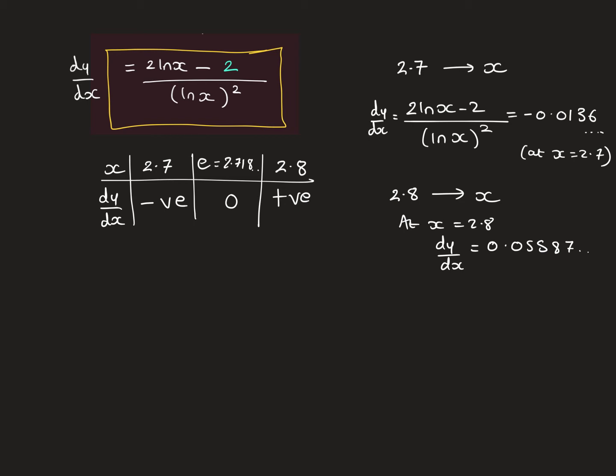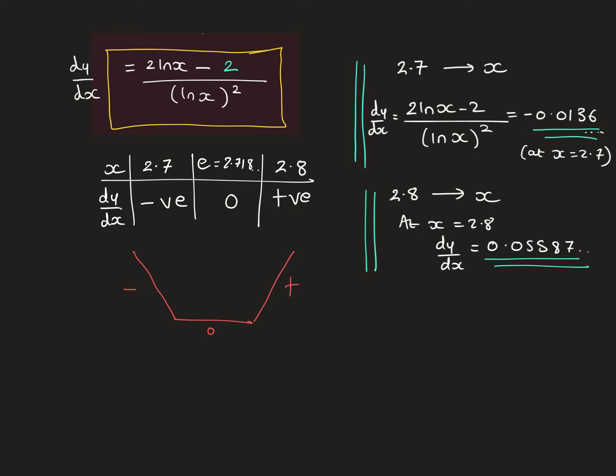So we've evaluated the gradient at x equals 2.7 and at x equals 2.8. Notice I have actually written down the values of dy by dx that we have found, because the question required that we show detailed reasoning. So this then tells me that the pattern for the gradient is that it starts off negative, it's then 0 at x equals e, and it's then positive after that, which means that we have a minimum point. And it's clearly demonstrated through our use of the gradient here.